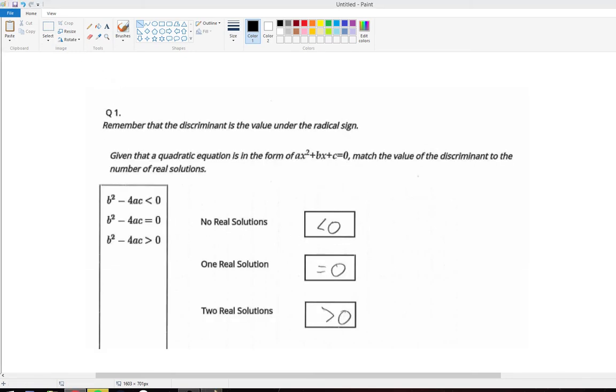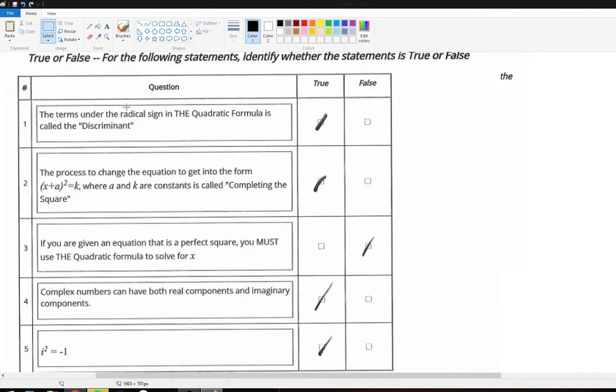Let's move on to the second question, which is a bunch of true or false. The terms under the radical sign in the quadratic formula is called the discriminant. True. The process where you change the equation to get into the form (x + a) squared equals k, where a and k are constants, is called completing the square.